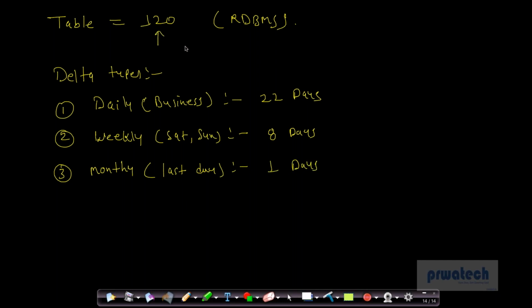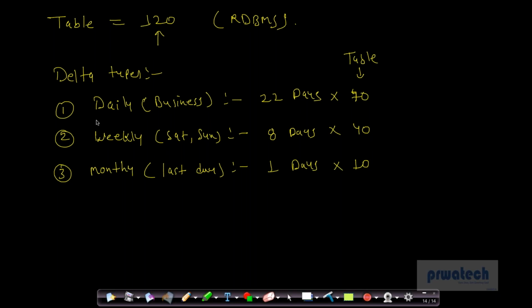Now out of 120 total tables, how many tables am I extracting on a daily basis? Table on daily basis is into 22 days, and suppose my daily tables are 70. 70 are daily tables. Then 120 minus 70, 50 tables are left. 40 tables are for weekly, and just 10 tables are for monthly. This is their frequency.